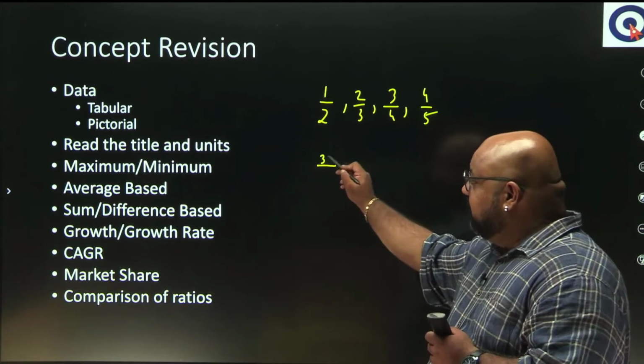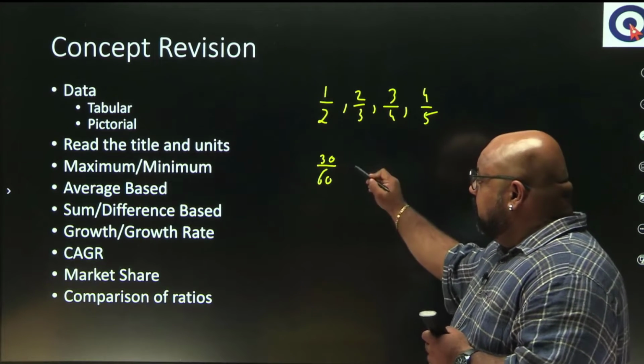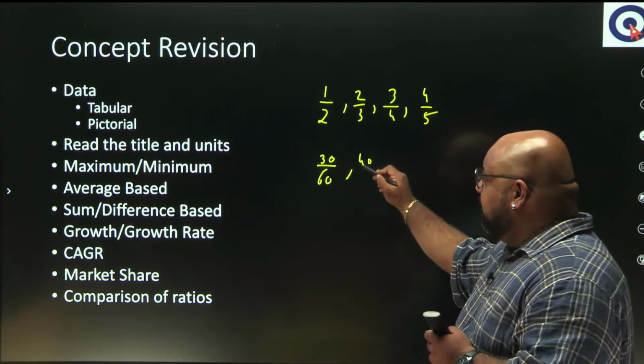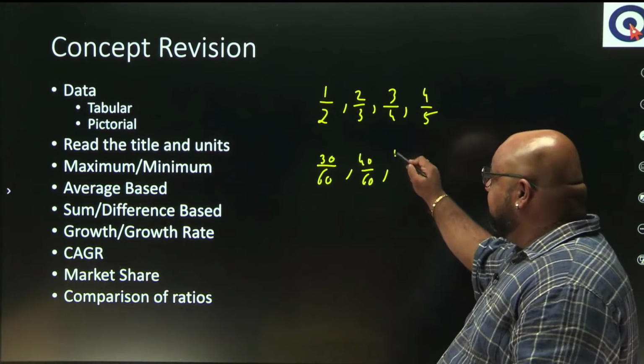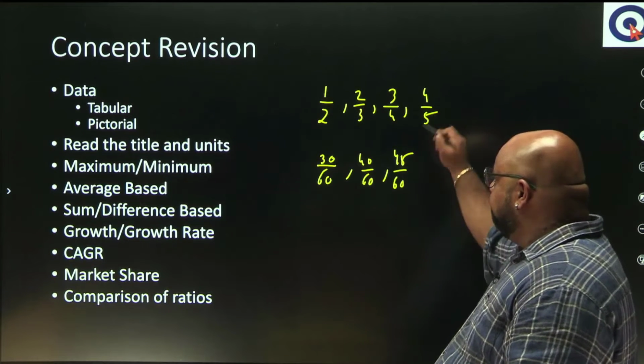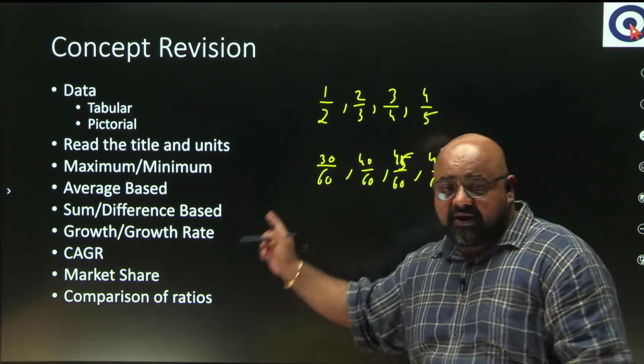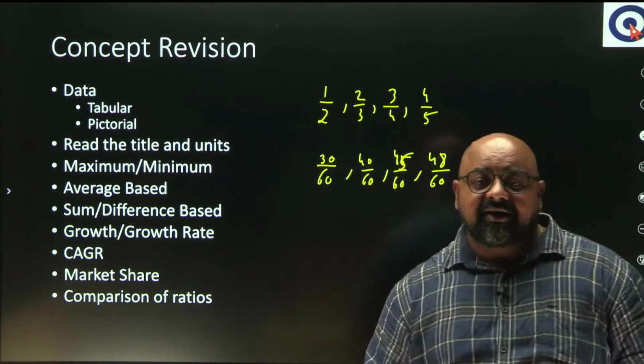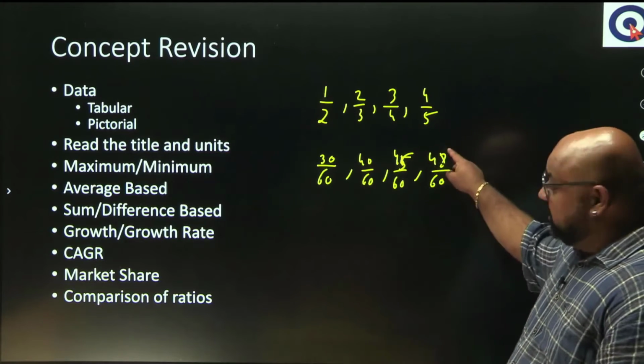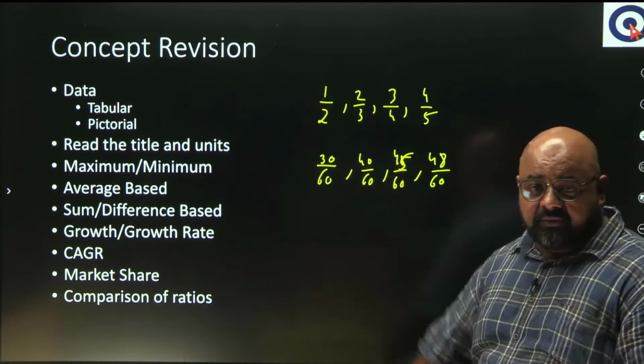This will become 30 upon 60. 20 multiplied by 2 gives 40 upon 60, 15 multiplied by 3 gives 45 upon 60, 12 gets multiplied by 4 to give 48 upon 60. When the denominators are same, higher the numerator, higher the value. So this becomes the largest value, this is the smallest value.